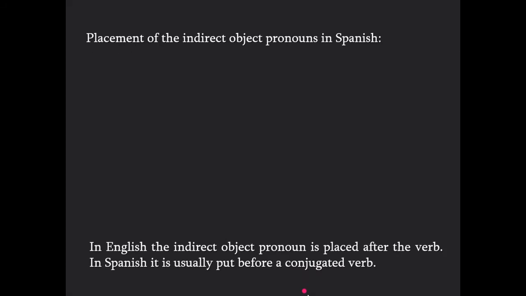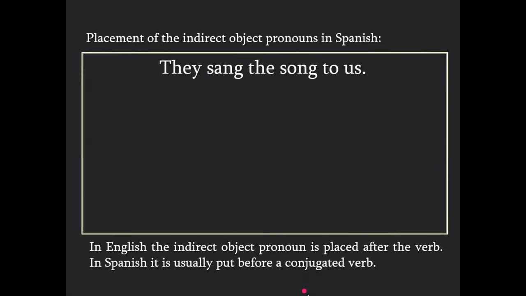You could say it, but it's really not necessary once again because they sang the song to us. So in English, the indirect object pronoun is placed after the verb, to us. In Spanish, it is usually pronoun before the conjugated verb. We could reword this, usually because we're going to look at an exception. In English, they sang us the song, and if we said it that way, the word to would disappear. You have the choice of saying it either way. They sang us the song, or they sang the song to us.